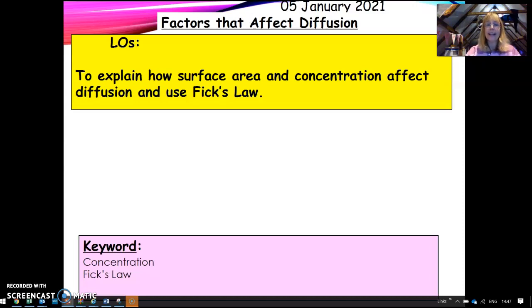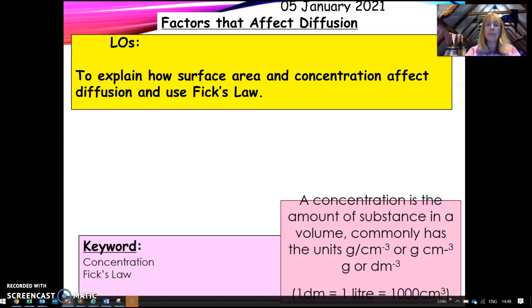So you don't need to write this down, but what we are going to be looking at is, what are the factors that affect diffusion, and we're going to be able to explain how surface area and concentration affect diffusion, and use something known as Fick's law. So our keywords are concentration and Fick's law. Now let's focus on concentration for a moment, a word we often hear in chemistry. And by the way, I'll tell you when to stop and write down, so you don't need to write everything down unless you want to go back. Of course, you're welcome to.